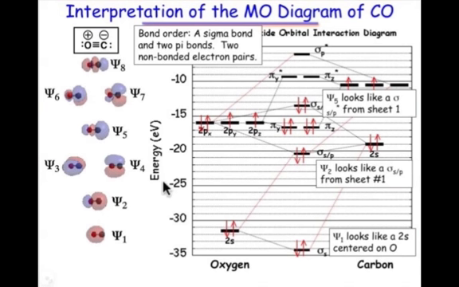Overall, we have a bond order of 3. There's one sigma bond that we concluded in our interpretation was that sigma SP bond, and there are 2 pi bonds, and then there are lone pairs that I've checked corresponding to sigma S and sigma SP star.